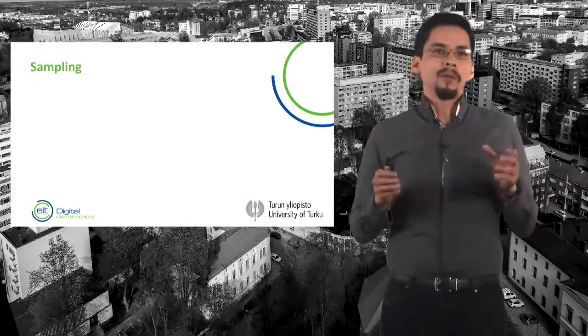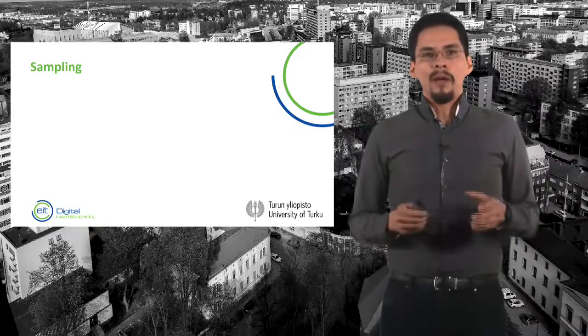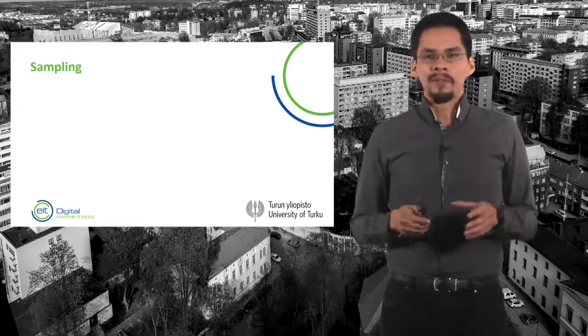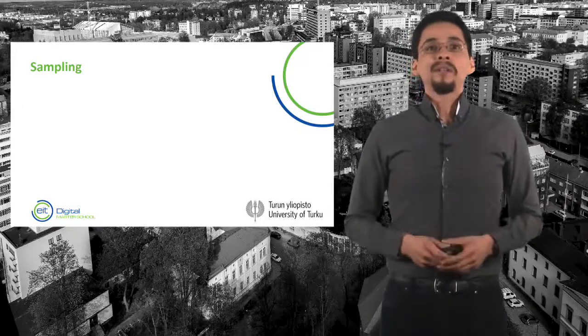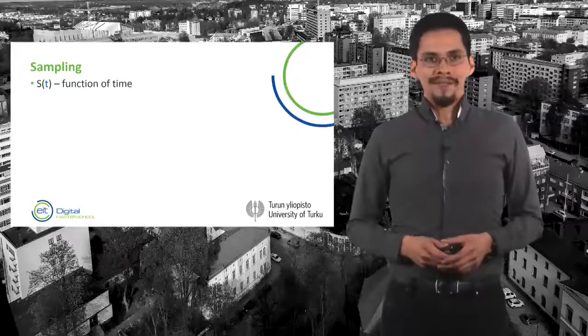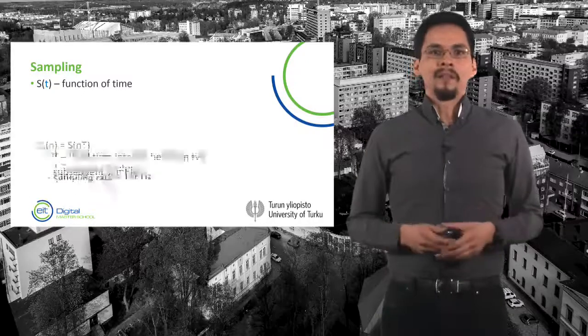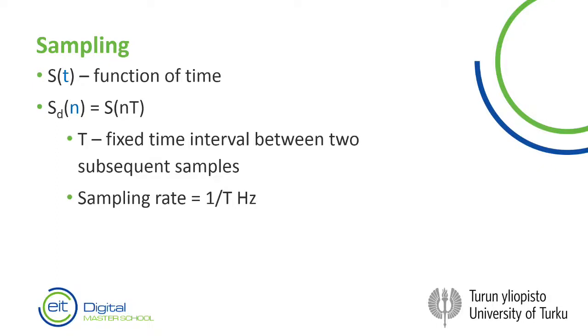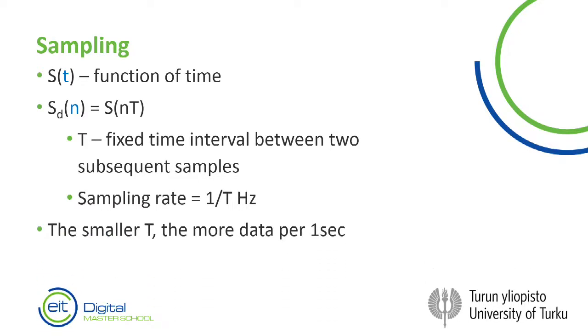We talked about quantization. However, the quantization process is done at some moments of time. The quantization in time is called sampling. Sampling is done with some period t. It may be obvious that the smaller the t, the higher the sampling frequency, and therefore the more data we will have per second. However, it is not always necessary to increase the sampling frequency.